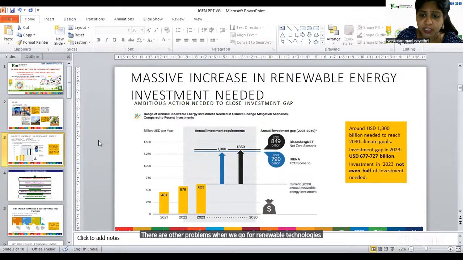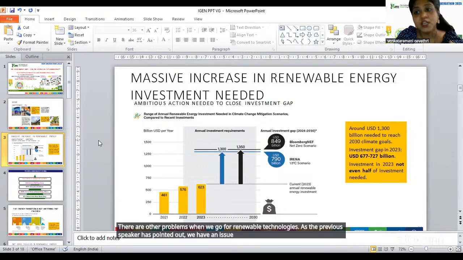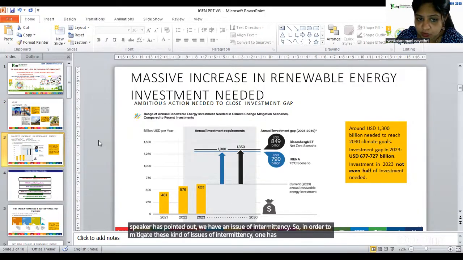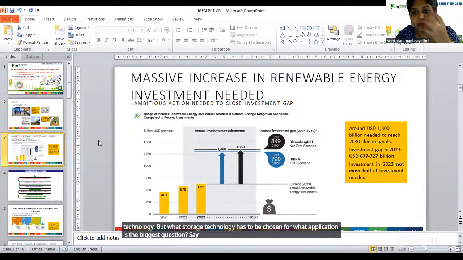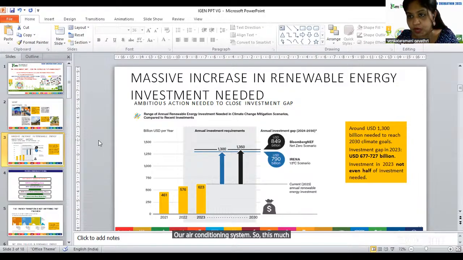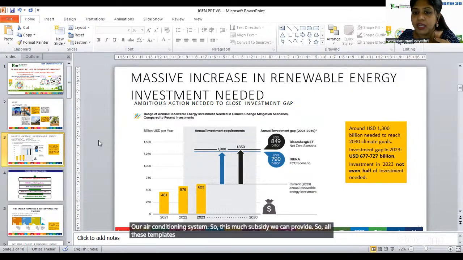As the previous speaker has pointed out, we have an issue of intermittency. In order to mitigate this issue of intermittency, one has to go for storage technology. But which storage technology has to be chosen for what application is the biggest question. Say for example, suppose in my house I'm installing a 1.5 or 1 ton air conditioner for a cooling application. In that case, the government has to bring out some policy. If I'm going for a solar PV driven refrigeration system or air conditioning system, then this much subsidy we can provide. All these templates are already there on the MNRE website and everywhere.